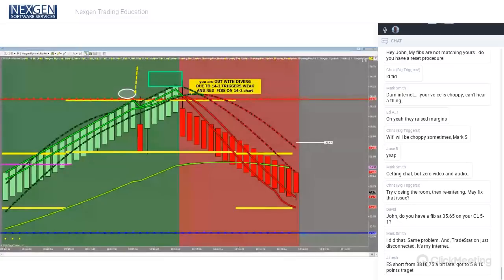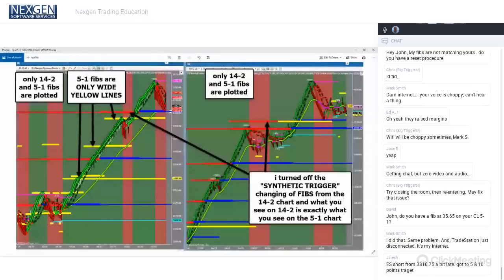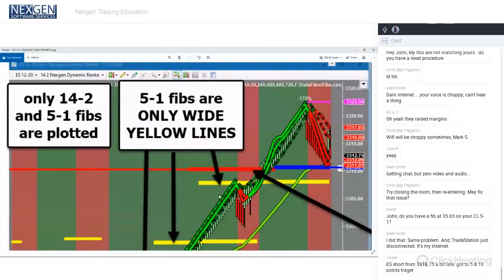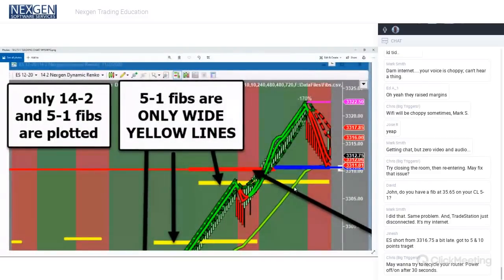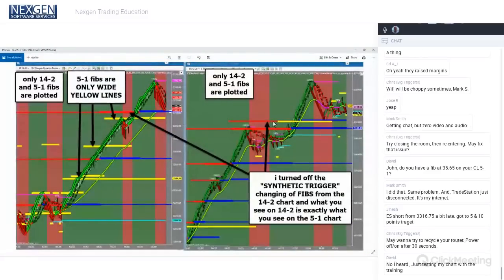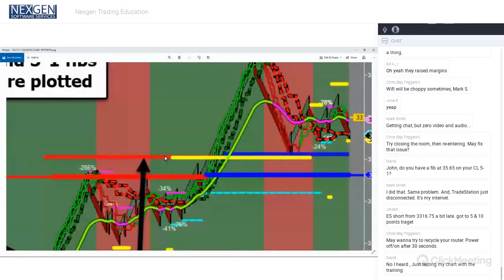David, you missed the first part of my speech, which said this is a training chart that only has 2 fibs on it. So you're trying to trade and I'm trying to teach. We're doing 2 different things. So this is a teaching chart that only has 14.2 fibs and 5.1 fibs in yellow. And I turned off the synthetic fib color trigger change stuff, so it's a what-you-see-is-what-you-get. What's on the 14.2 is what's on the 5.1, period.